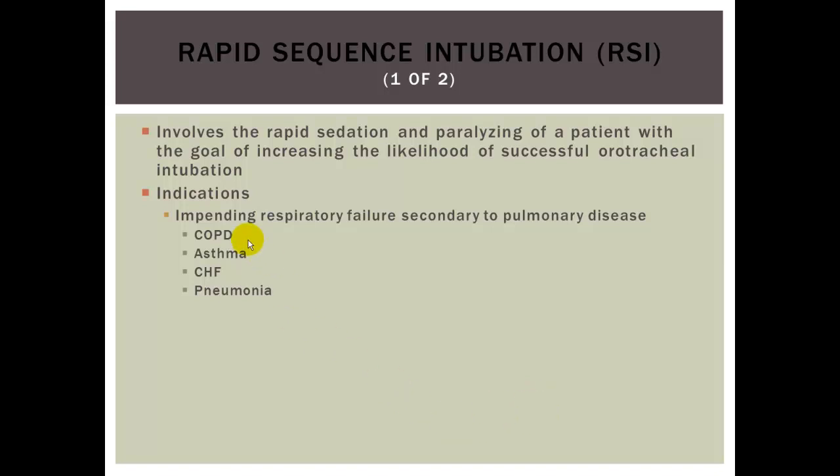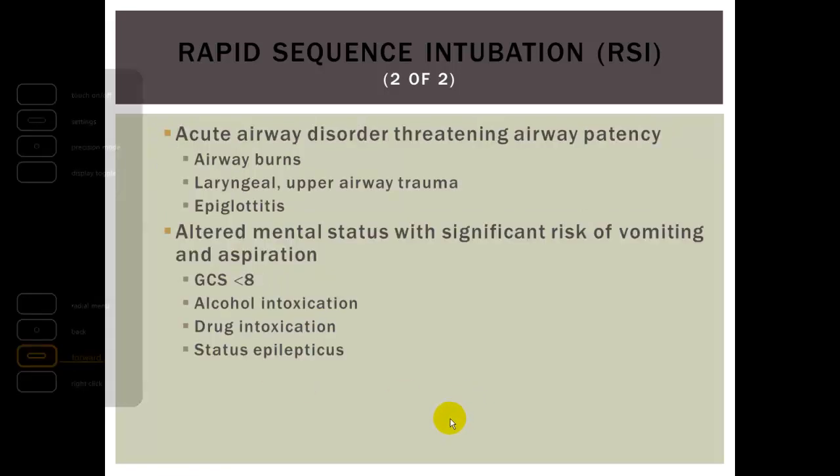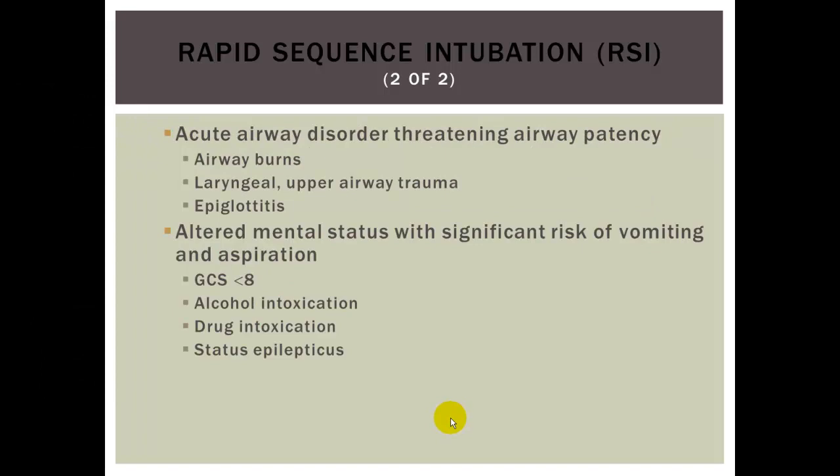Now, indications of this are going to be pretty much impending respiratory failure secondary to pulmonary disease. Some of these pulmonary disease listings here are COPD, asthma, congestive heart failure, and/or pneumonia. Acute airway disorders threatening airway patency: airway burns, laryngeal upper airway trauma, epiglottitis. Altered mental status with significant risk of vomiting and/or aspiration, that would be a patient with a Glasgow Coma Scale less than 8. Alcohol intoxication, drug intoxication, or status epilepticus.